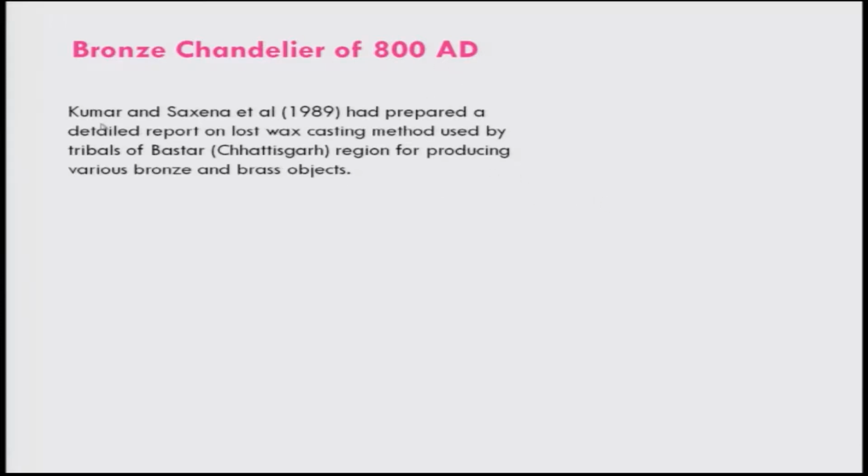Let me talk about a bronze chandelier of 800 AD. Kumar and Saxon et al. had prepared a detailed report of the lost wax casting method used by tribal subbusters in the Chhattisgarh region for producing various bronze and brass objects. If you look, the technology basically was with the people who were being neglected by us, like low income group people, tribal people, and those technologies are still continuing. And with modern education, I think it is just going out and nobody is interested to keep that technology with us, which is indigenous.